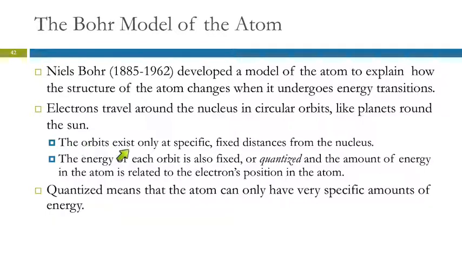The orbits exist at specific fixed distances from the nucleus. Okay, well, that's like the planets. There are certain distances from the sun. The energy of each orbit is also fixed or quantized. The amount of energy in the atom is related to the electron's position in the atom. So there are different orbits that the electron could be in. And depending on which orbit the electron is in, it will have a different energy. Each of those orbits, though, has a specific amount of energy.